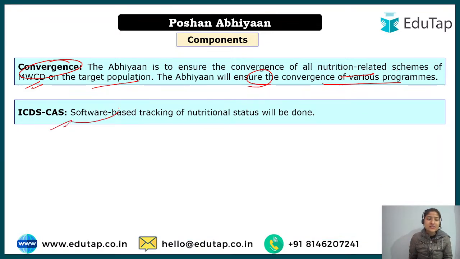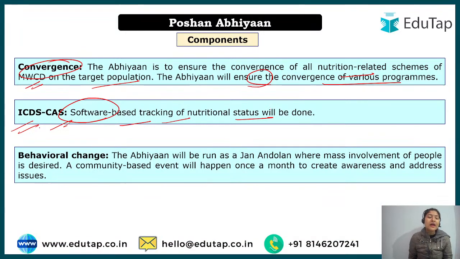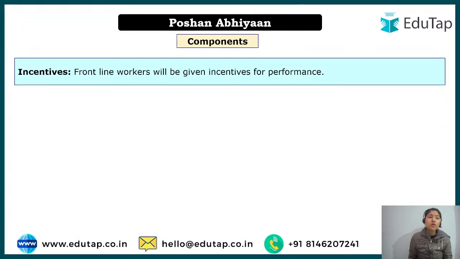ICDS CAS, so this is a software. ICDS is your Integrated Child Development Services. So we have computer-based tracking of nutritional status, so we have proper data. Behavioral change. What does it mean? That a Jan Andolan will be created. The community will be aware of the nutritional requirement and its fulfillment for the mothers and the children, and the consequences that can occur if that is not met properly. Other components, we have incentives that will be given to the frontline workers.